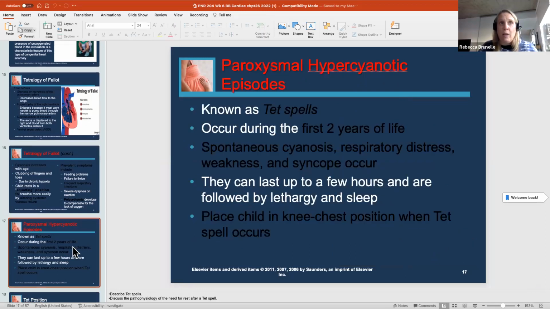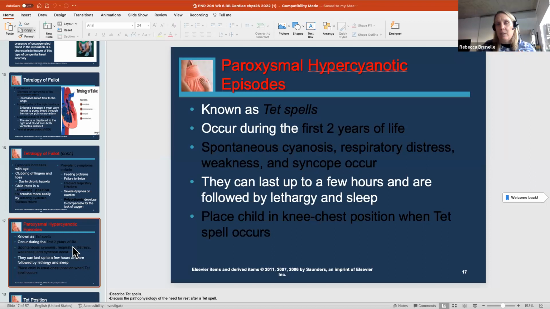So there's paroxysmal hypercyanotic episodes, which is the medical term, but the lay term is TET spell, or tetralogy of Fallot spell. And they almost look like they're going to pass out, or they pass out. So they're playing or something, they're getting agitated, and they don't have enough oxygen because they're not getting enough blood to their lungs. So they kind of drop to the ground and go limp.